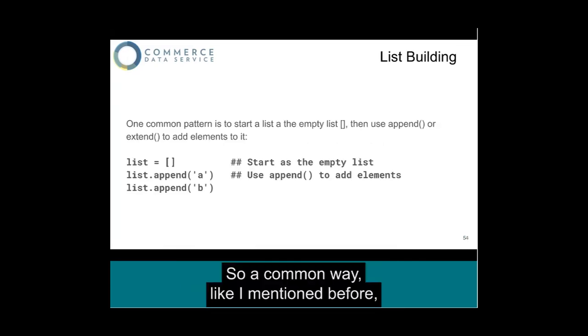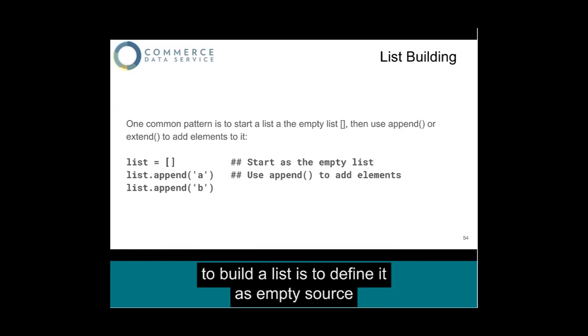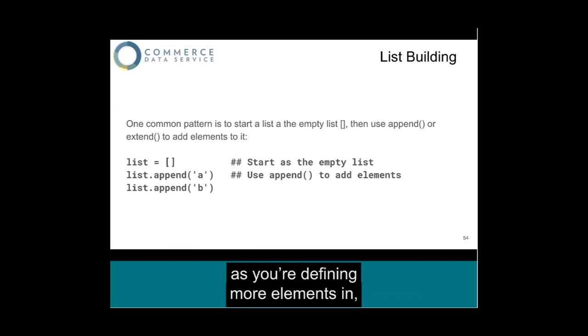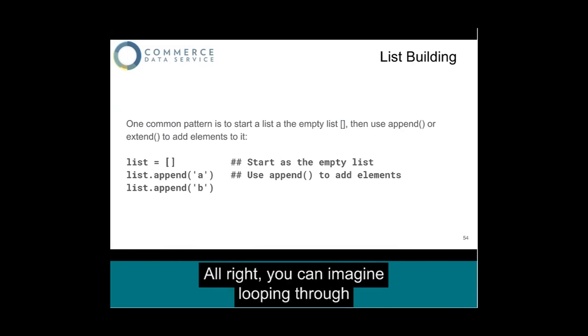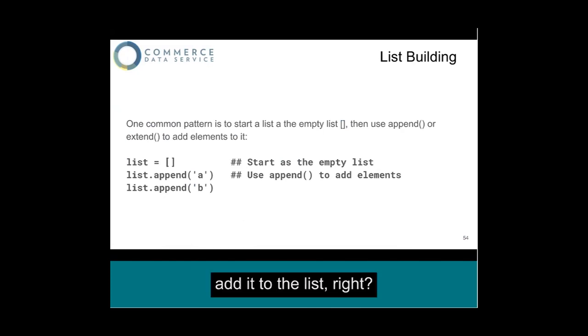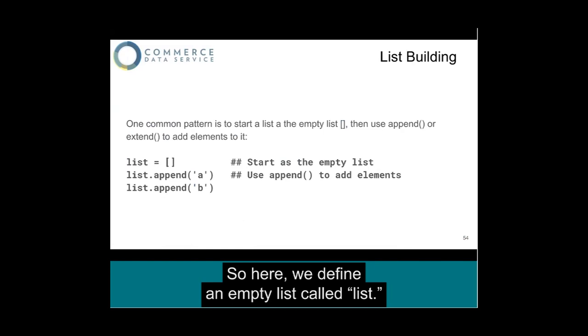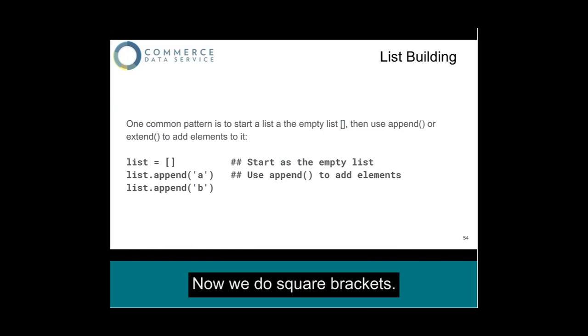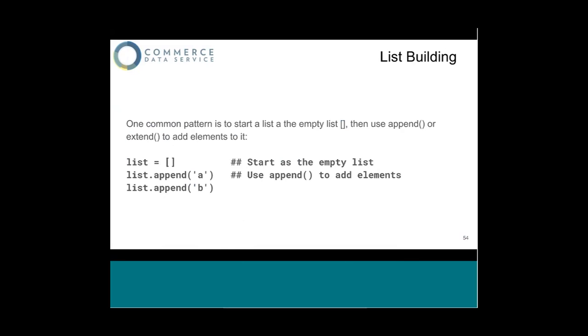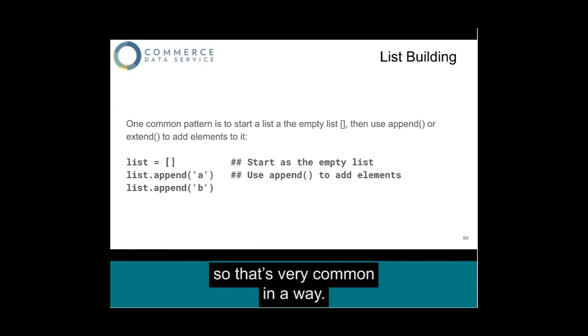So a common way, like I mentioned before, to build a list is to define it as empty first, and as you get more elements in, add them each time piecemeal. You can imagine looping through some giant string, and every certain element you find, add it to the list. So here we define an empty list called list, with square brackets. Now we start appending things that we want to add to it, A or B. So that's a very common way.